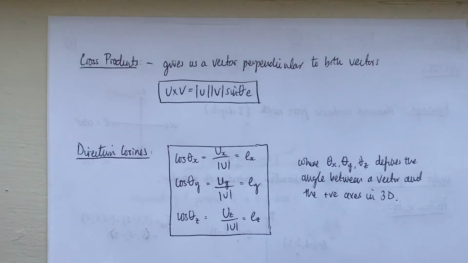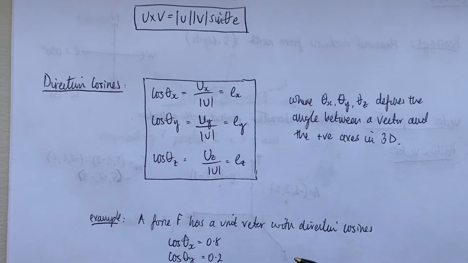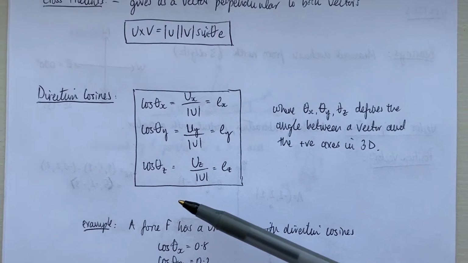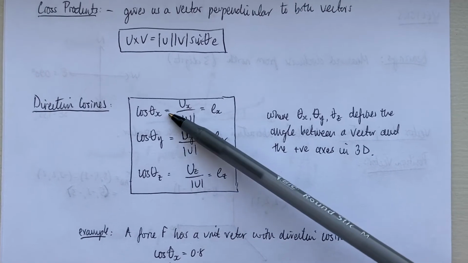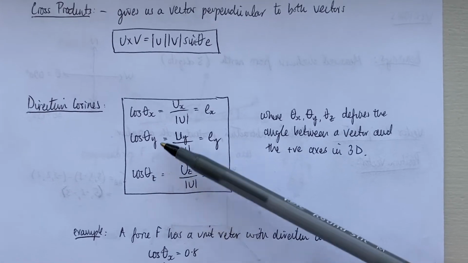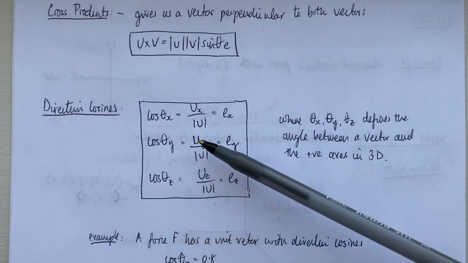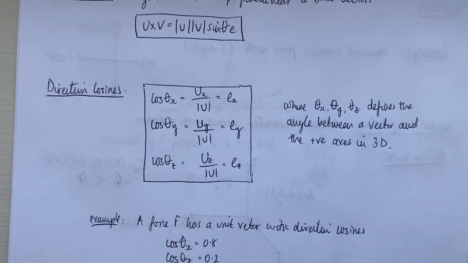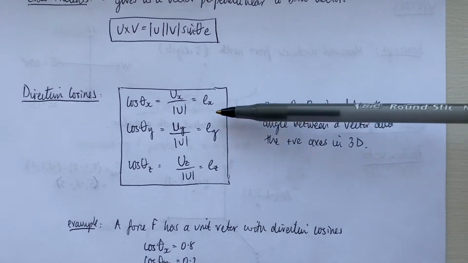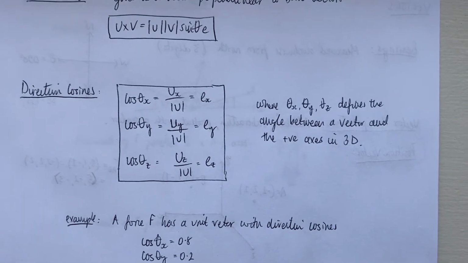So the final thing that we need to discuss regarding vectors are these things called direction cosines, and they're given by these formulae here. These angles here, theta x, theta y, and theta z, define the angles of this vector u between the positive axes in a three-dimensional coordinate system, right? But obviously useful for giving us the unit vector in the u direction, right?